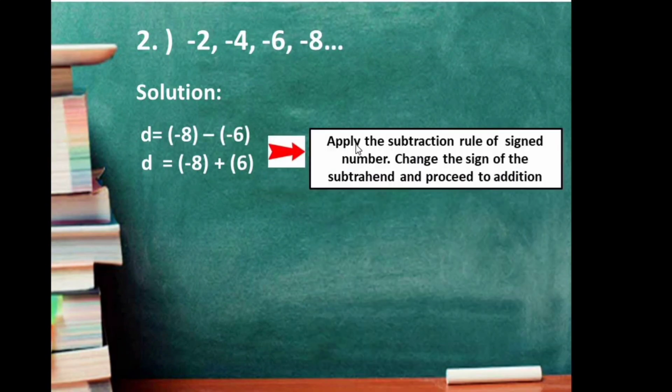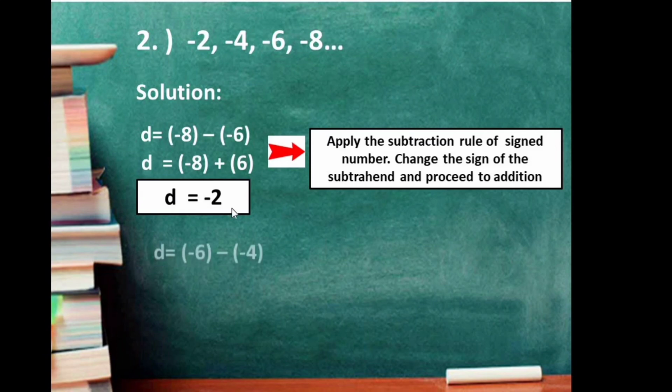Okay, we are going to apply the subtraction rule of signed numbers. As I said before, change the sign of the subtrahend and proceed to addition. Based on this, therefore, the common difference is negative 2. Why negative 2? Because in adding signed numbers having different signs, you are going to subtract and copy the sign of the number with the higher absolute value.